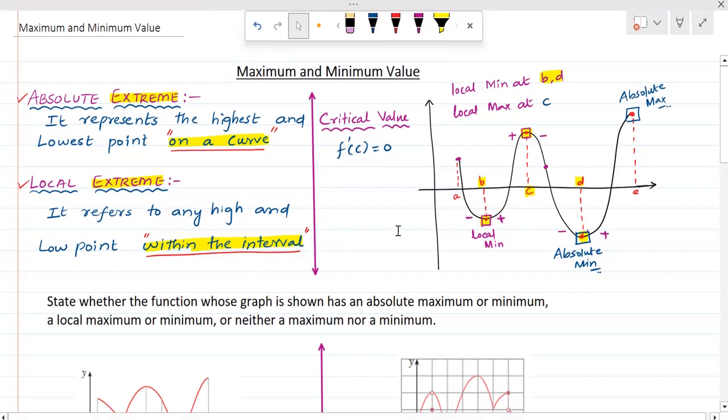So let us start the critical value. What do you mean by critical value? If you put the first derivative equal to 0, it is called a critical value. And by the way, B, C, D are the critical points where we can define the maximum and minimum.